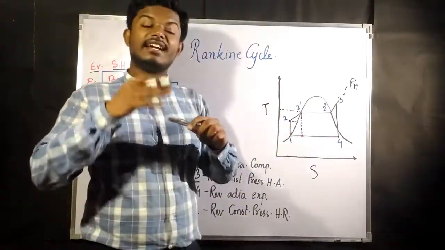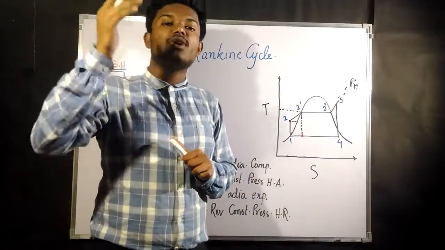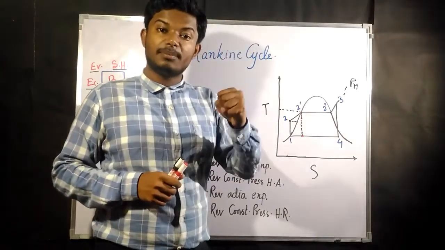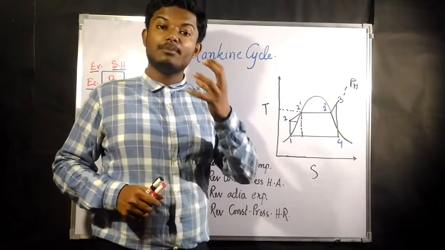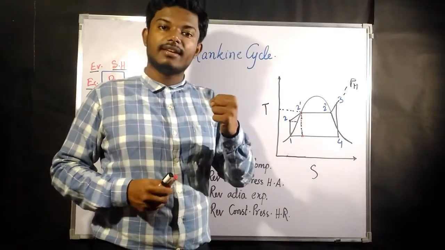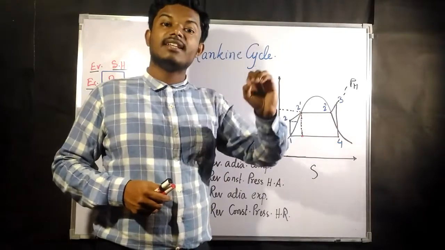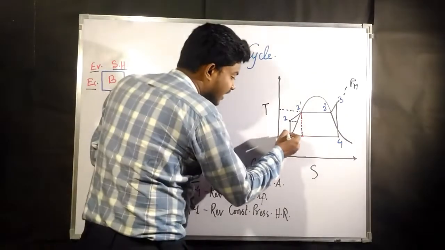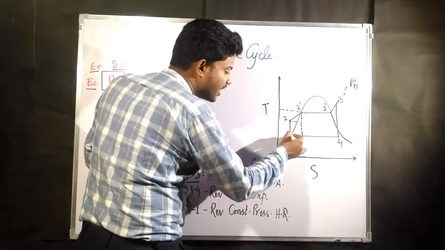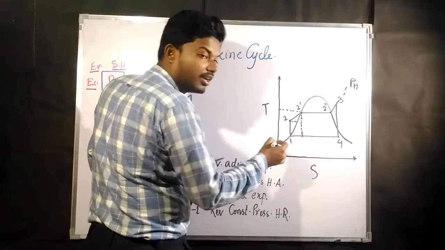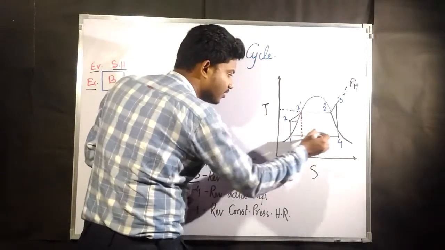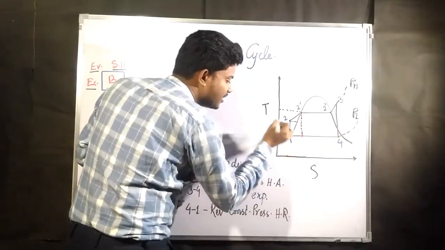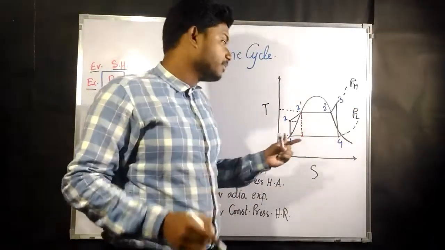We all know that at different pressures the boiling point temperature is always different. If the pressure is low, then the boiling point temperature is also low. If the pressure is much higher, then the boiling point temperature is also higher. So after coming out of the condenser, it has the low pressure, P low, and at this pressure this temperature is the boiling point temperature of the water.